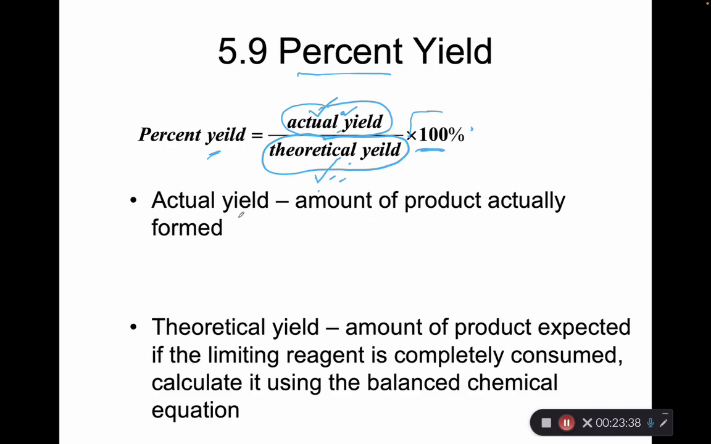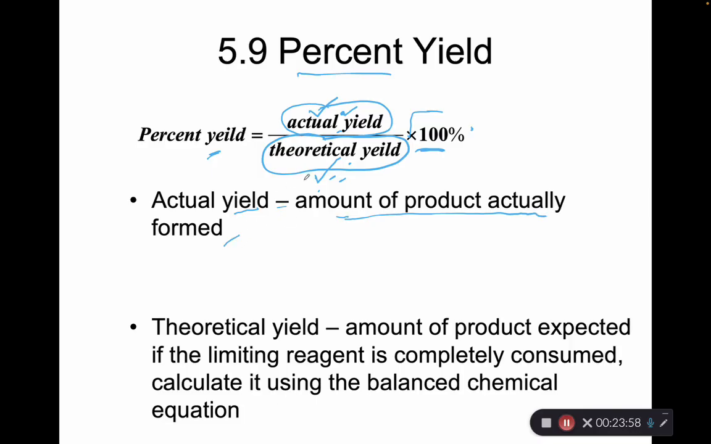So what is the actual yield? Actual yield means, as the name sounds, the amount of product that actually formed after you do the lab experiment. So actual yield is the mass of product that actually formed.